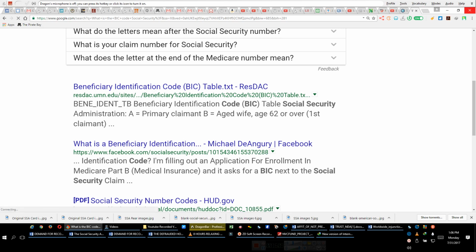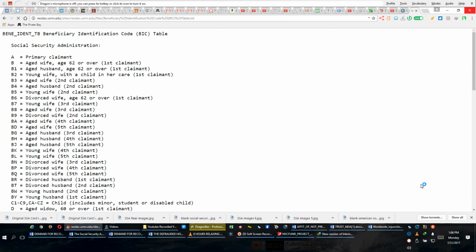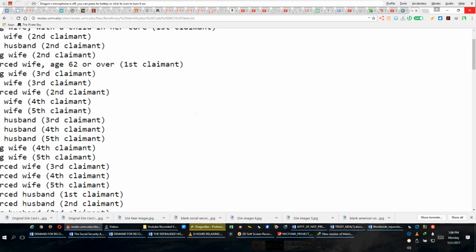Let's do this. I told all of you, hey guys, you need to look at that HUD. Social Security number codes, HUD.gov. So tell me I'm not onto something, people. This is how I do research. This is how I stumble onto things. Something says, take a look at this. Nobody has pointed me in this direction. And I promise you, go ahead and take a look and see if anybody's been talking about this. Well, such and such was talking about this. Okay?